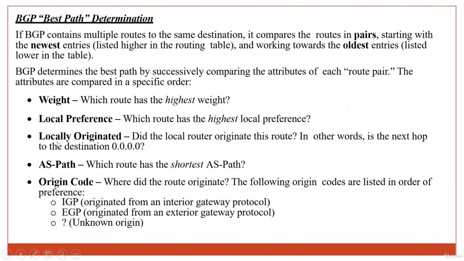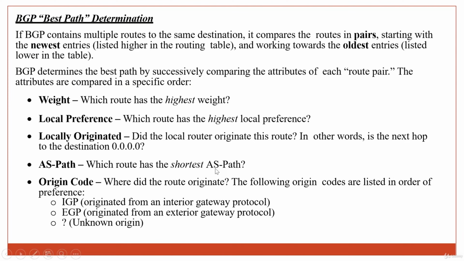Weight, local preference, locally originated route. We know that if it's a locally originated route, the next hop will be 0.0.0.0. That means it's a self-originated route. Then the AS path. Now AS path and MED, the metric value, both are again important. So remember, weight and local preference are very much similar. Then AS path and MED. These are the attributes that are used more and more in the production network.